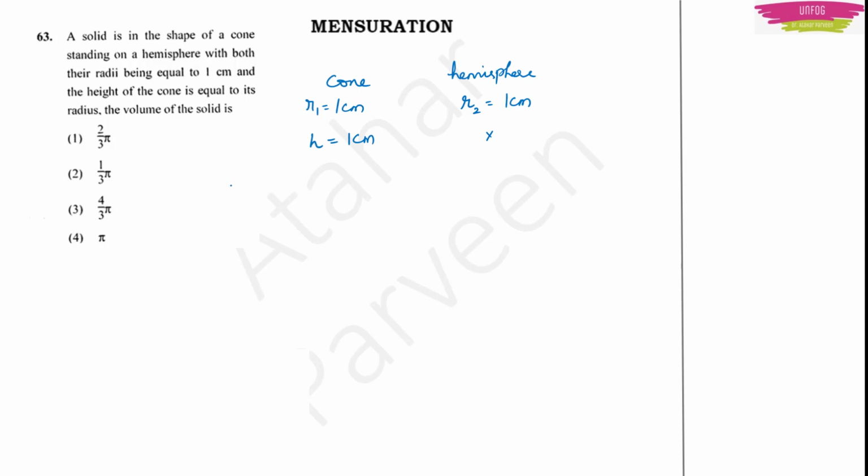Now we know that the volume of the solid formed here using this cone and hemisphere will be equal to the volume of cone plus the volume of hemisphere, right? So the volume of solid will be equal to the volume of cone plus the volume of hemisphere. Now what is the volume of cone? The volume of cone is 1 by 3 pi r square h.